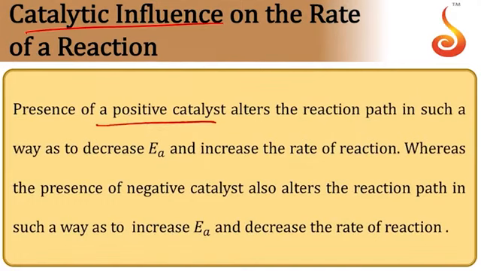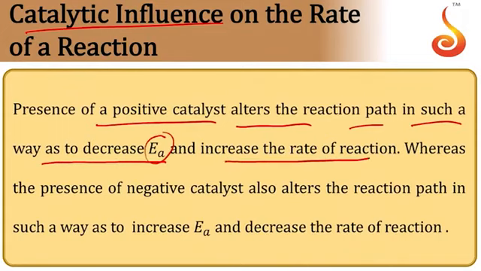The presence of a positive catalyst alters the reaction path in such a way that it decreases the energy of activation. Thereby, the rate will be increasing. A positive catalyst decreases the energy of activation and increases the rate of reaction. A negative catalyst also alters the rate of reaction by changing the path of reaction, in such a way that it increases the energy of activation and thereby decreases the rate of reaction. So, a catalyst is always altering the path.